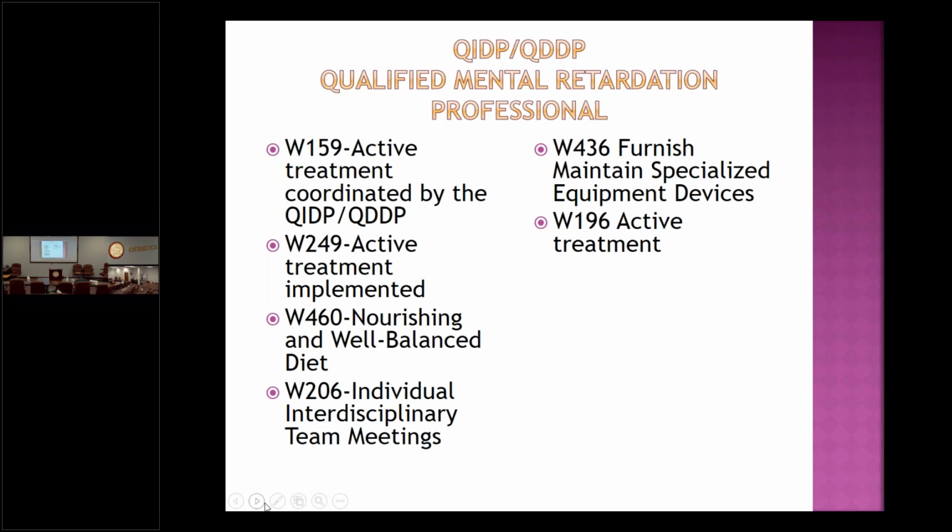We have to add it to the diagnosis, but we also have to have something written in their formal plan that addresses that, what we're going to do for that person. Which leads us to the next one, W206. That's the interdisciplinary team meetings where we go through and decide what we're going to do for that person for the next year, what goals they're going to work on, what jobs they're going to do.